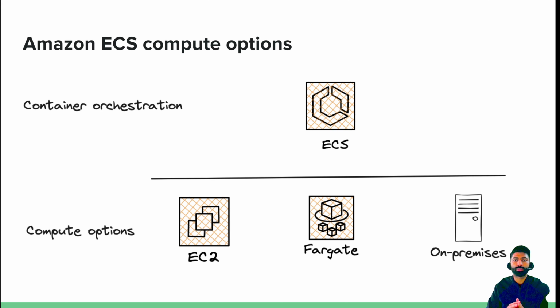The second one is Fargate. Fargate is an AWS managed serverless compute service which is designed to avoid the heavy lifting of infrastructure or virtual machines. With Fargate, you do not need to worry about any infrastructure. The third one is on-premises servers. So you can use on-premises servers as a compute option with ECS. However, in this session, we are not going to focus on on-premises.